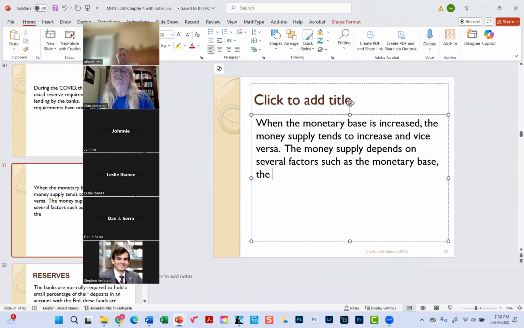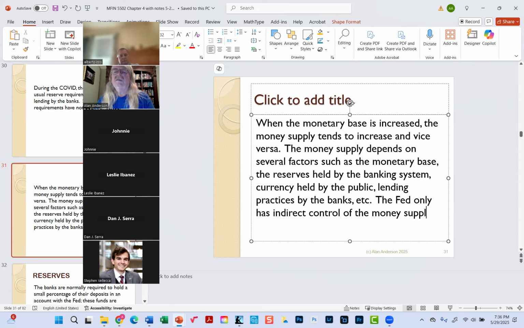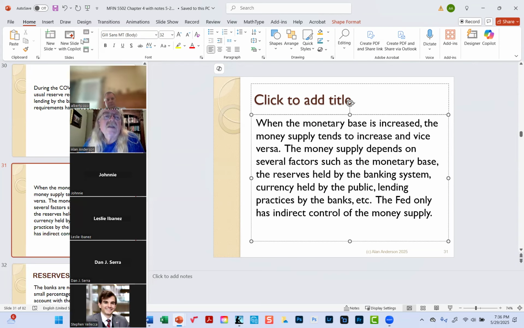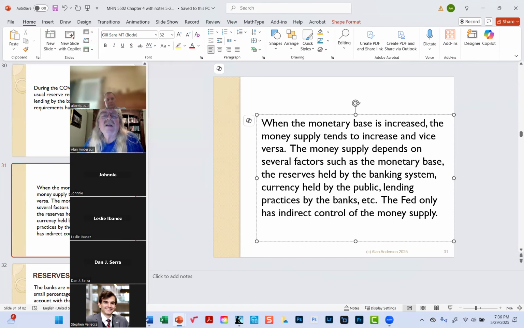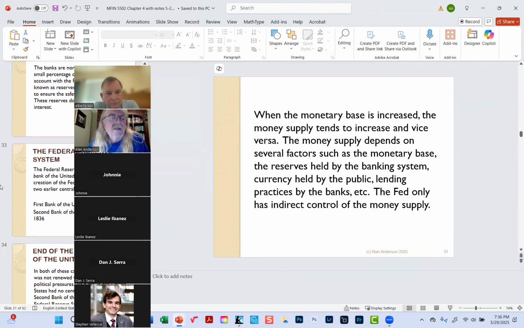The reserves held by the banking system, held by the public, and the lending practices by the banks. So the Fed only has indirect control of the money supply. Okay, so that's going to make monetary policy a little bit more challenging, of course. They don't just flip a switch and say, listen, let's have more money or less. It doesn't quite work that way. Okay. All right. So here we go.